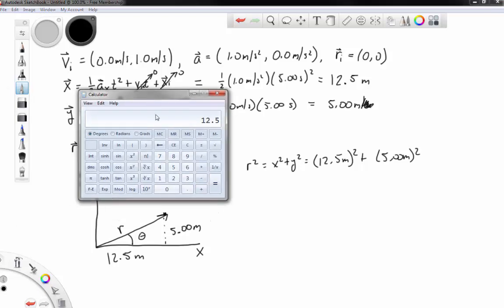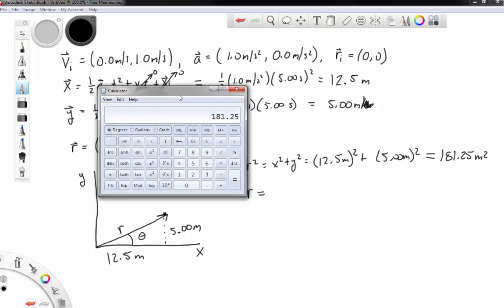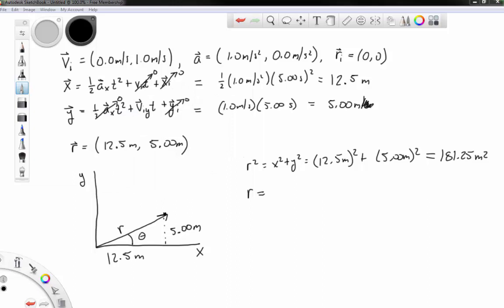So that 12.5 meters squared is 156.25. Add to that the 5 squared, you get 181.25. So r squared is 181.25 meters squared. Therefore, if I wanted to get the actual value of r, I would need to take a square root. That's 13.46. So we'll call that 13.5 meters.